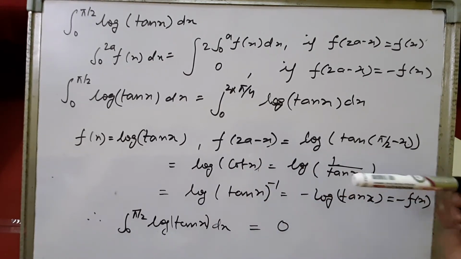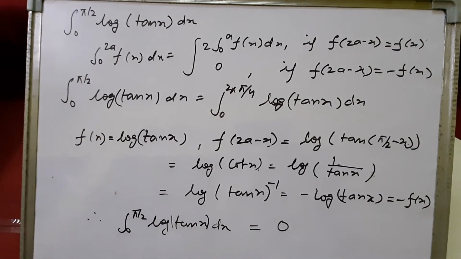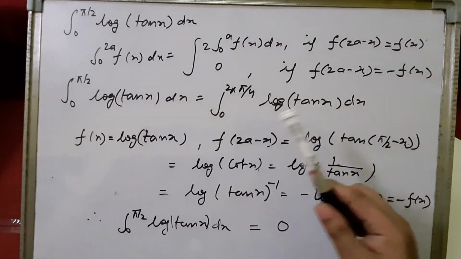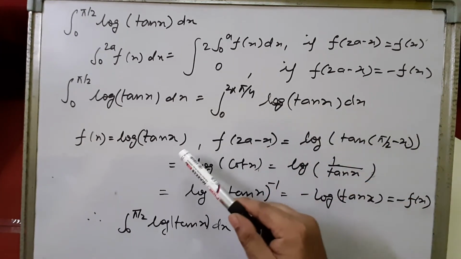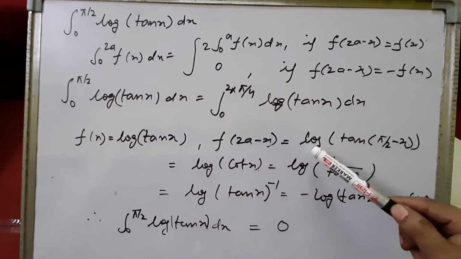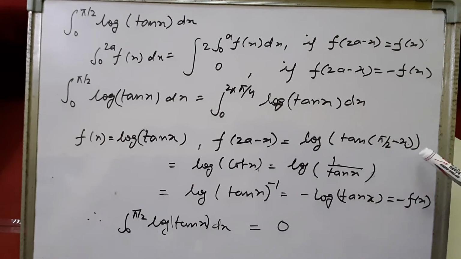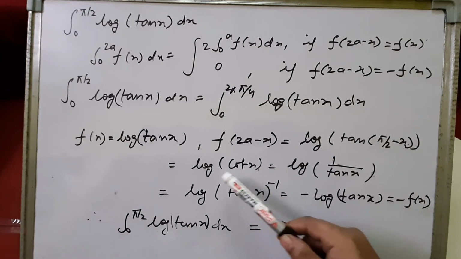So the value of 2a here is pi by 2, and the value of a is pi by 4. So I have written 0 to 2 into pi by 4 log tan x dx, and assume f x equals log tan x. So when we do f of 2a minus x, it will be log tan of pi by 2 minus x. Tan of 90 minus theta is what? Cot theta, right? So tan of pi by 2 minus x will be cot x.